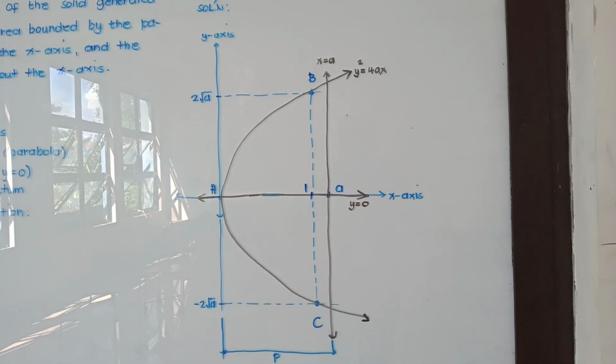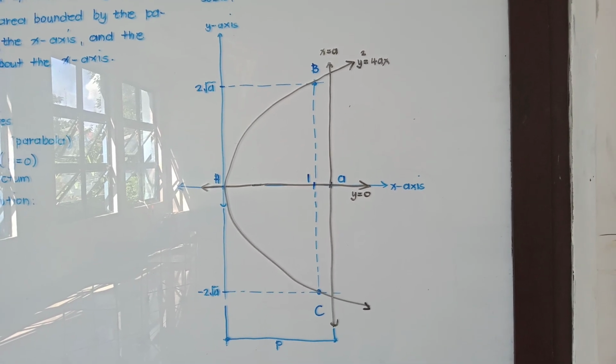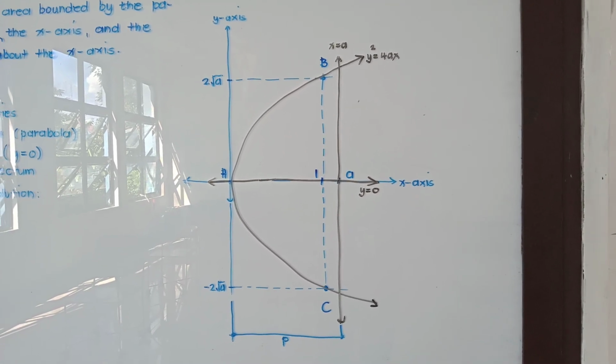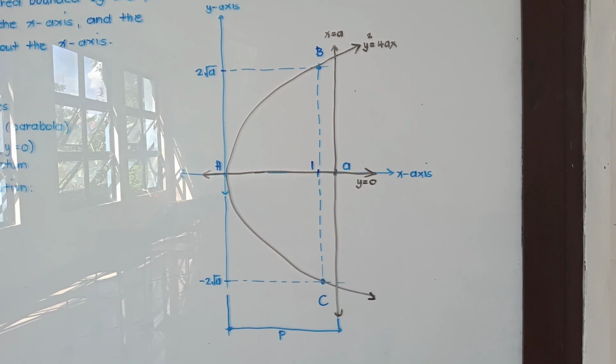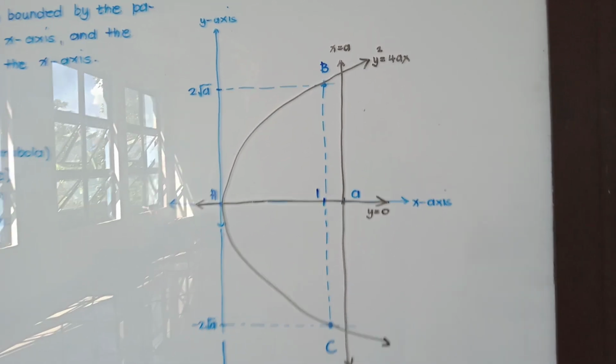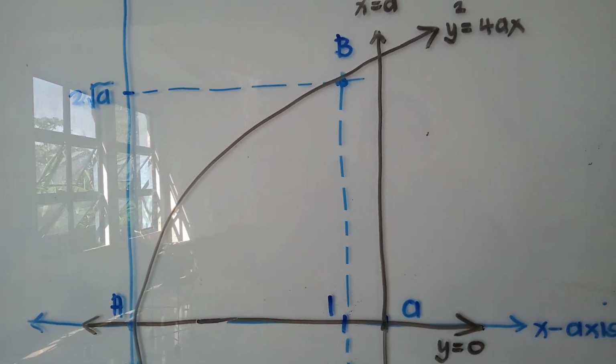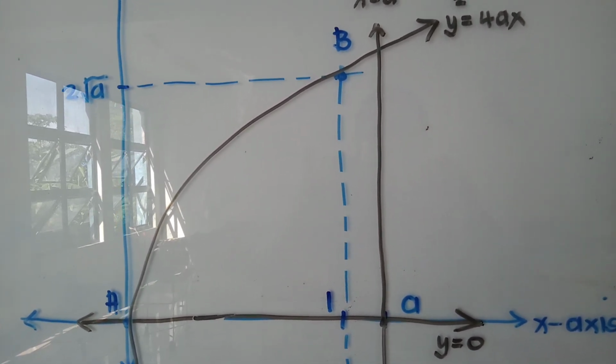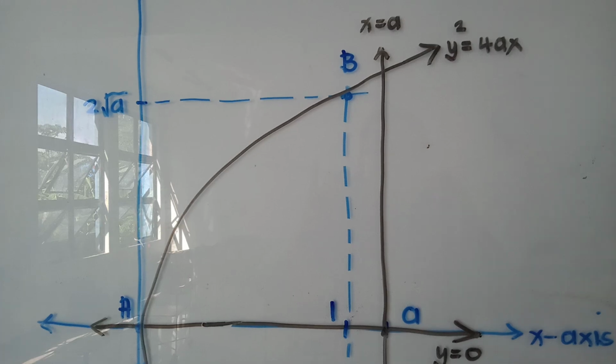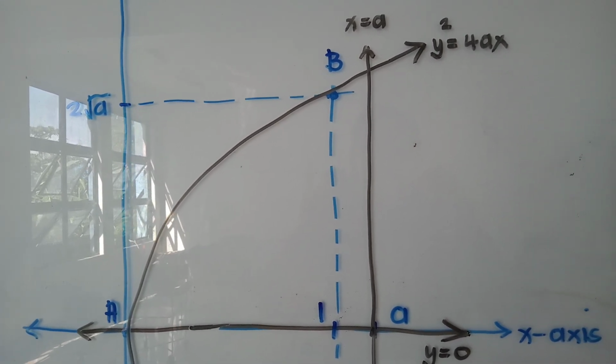So as you can see, we have two areas, above the x-axis or below the x-axis. But since we are free to choose, we may select the area above the x-axis because it is at quadrant number 1, where all coordinates are positive.